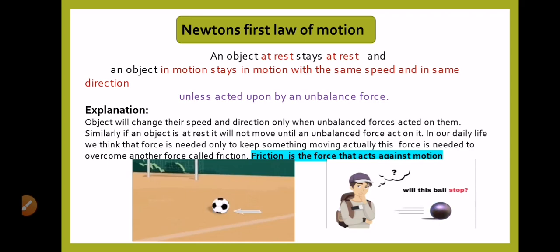If a ball is in motion, it will continue to move. But after some time, it stops. What stops its motion? There is a force which tends to stop its motion, and that force is named the force of friction. The force needed to overcome it is called friction. Friction is the force that acts against motion, or in other words, it tends to stop the moving objects.